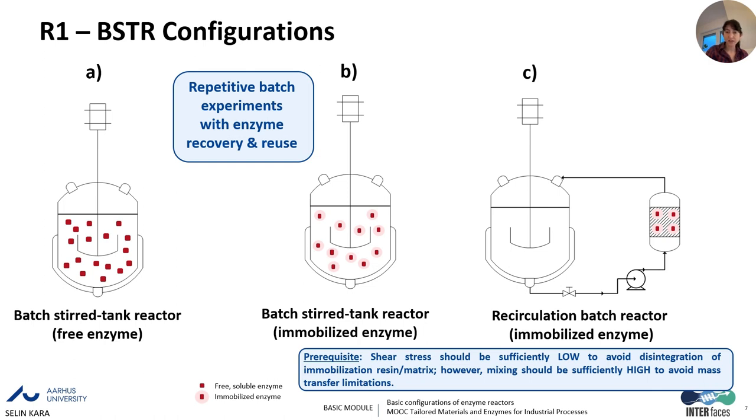In configuration C, we are using immobilized enzymes packed in a column. We are pumping the reaction medium through this column. The remaining substrate and the formed product come back to the stirred tank reactor. We don't have any continuous inlet to or outlet from this stirred tank reactor, so no continuous inlet, no continuous outlet. We are running configuration C under batch conditions.